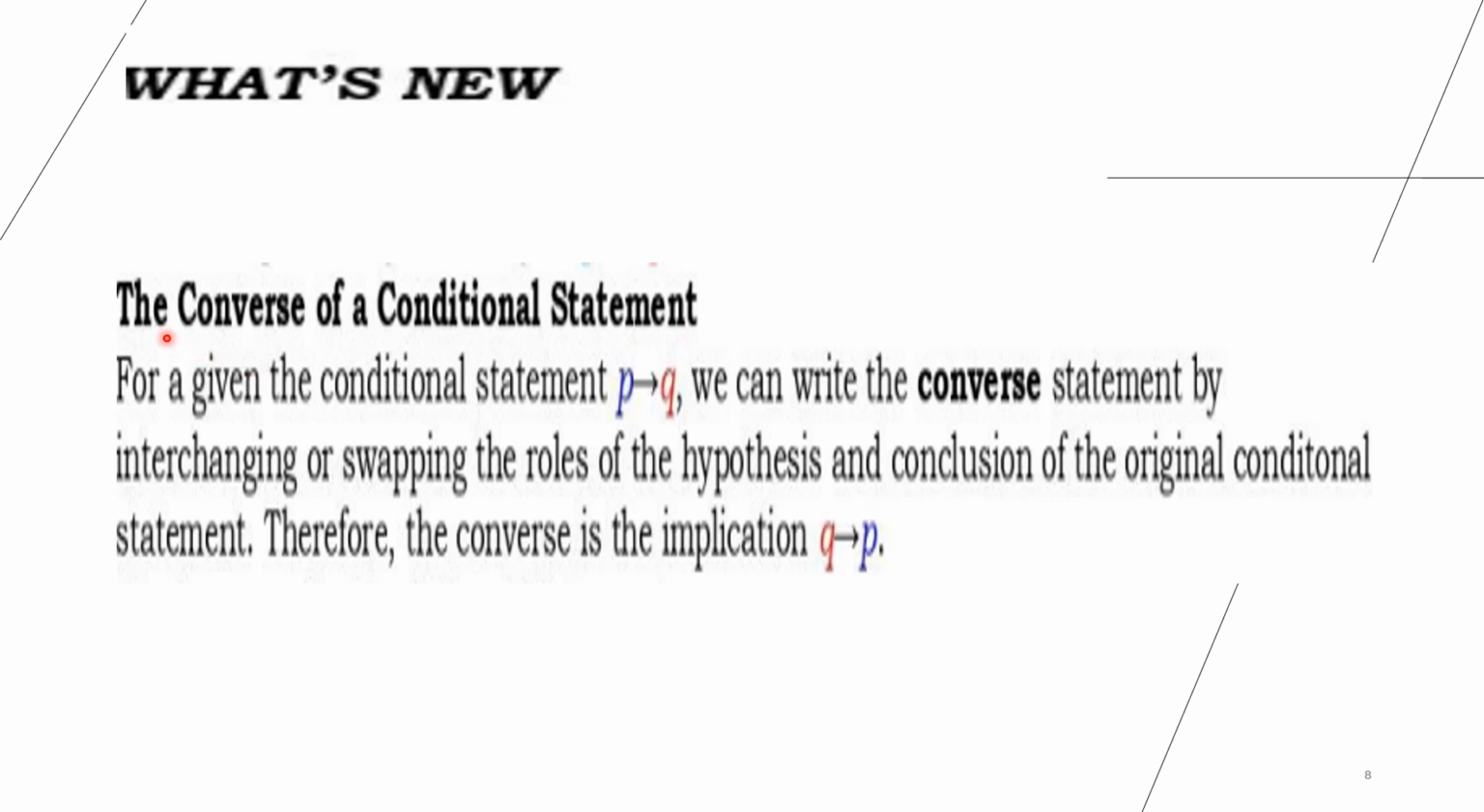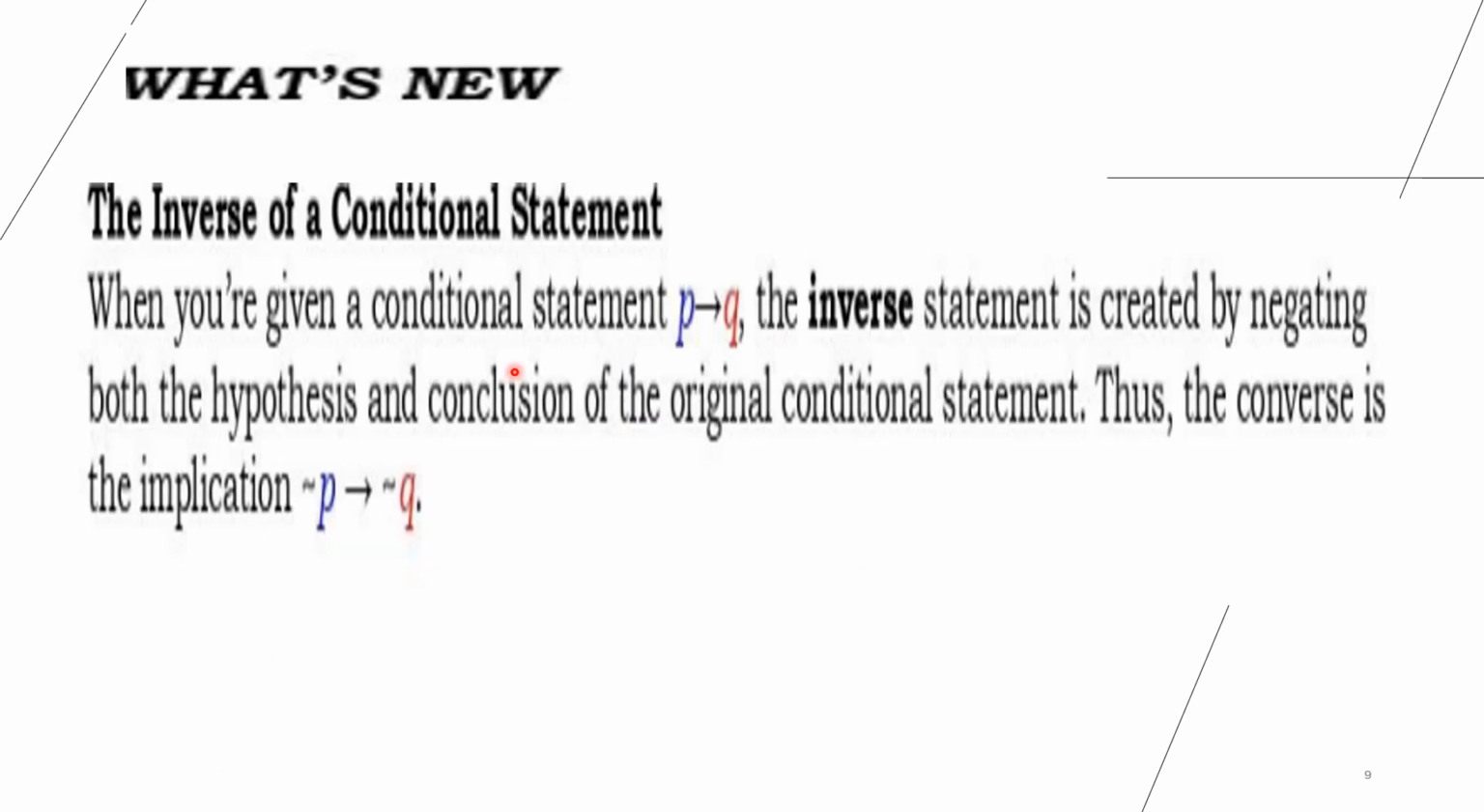Now we have the converse of a conditional statement. For a given conditional statement P → Q, we can write the converse statement by interchanging or swapping the roles of the hypothesis and conclusion of the original conditional statement. Therefore, the converse is the implication Q → P. So this time, the conclusion is first and the hypothesis is last.